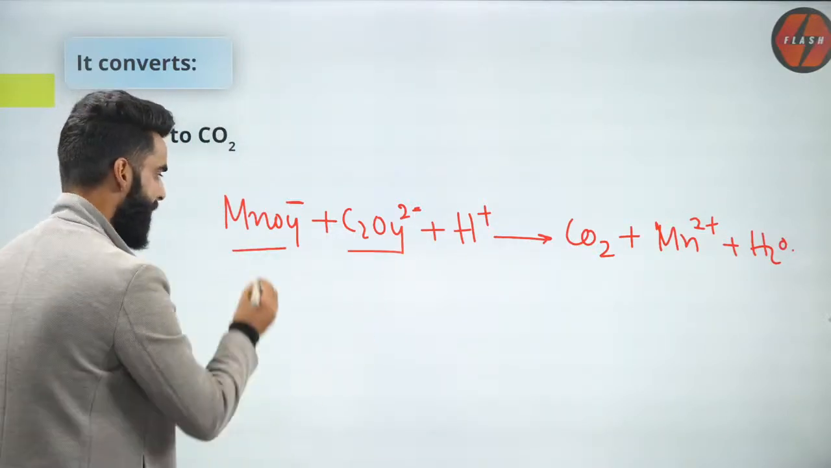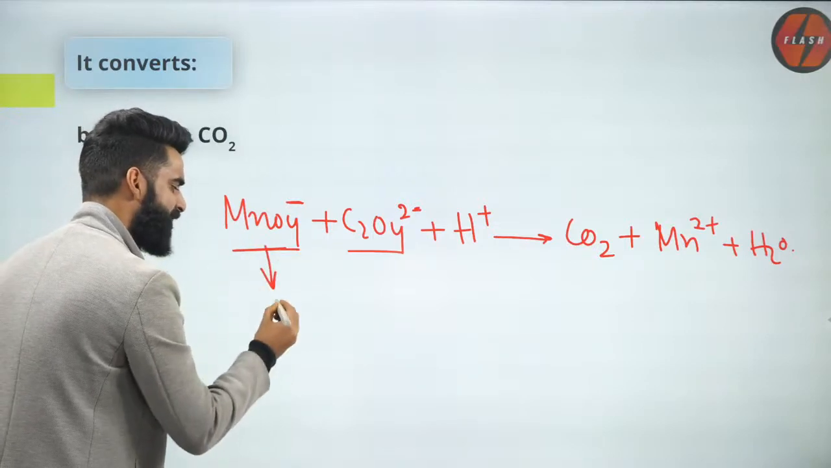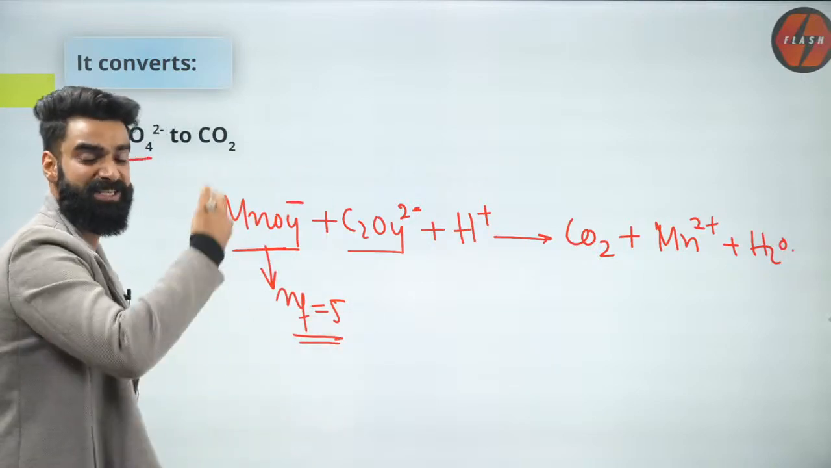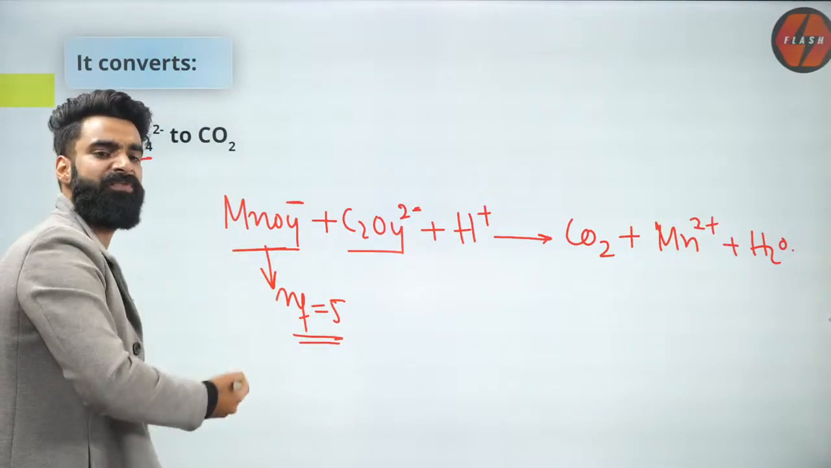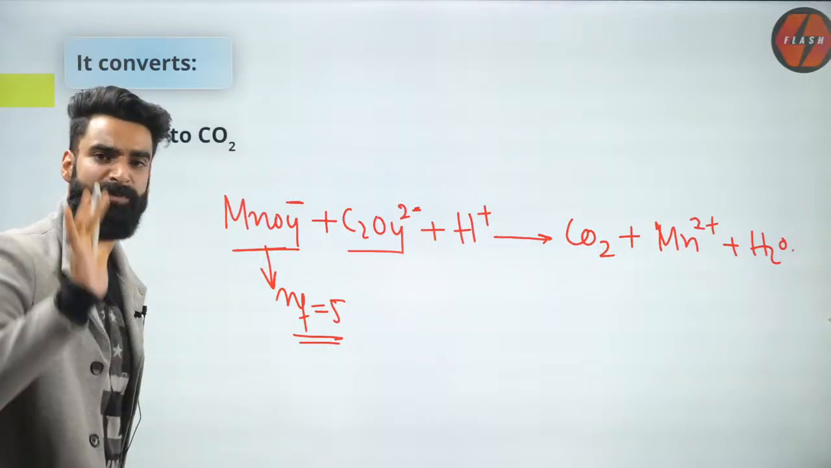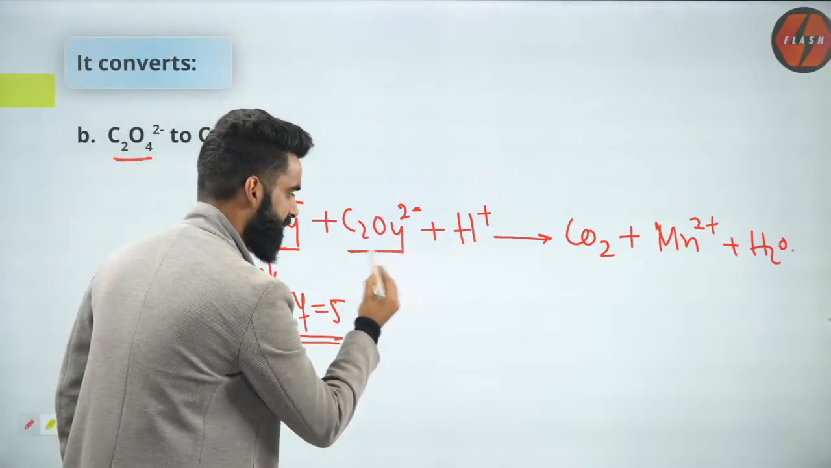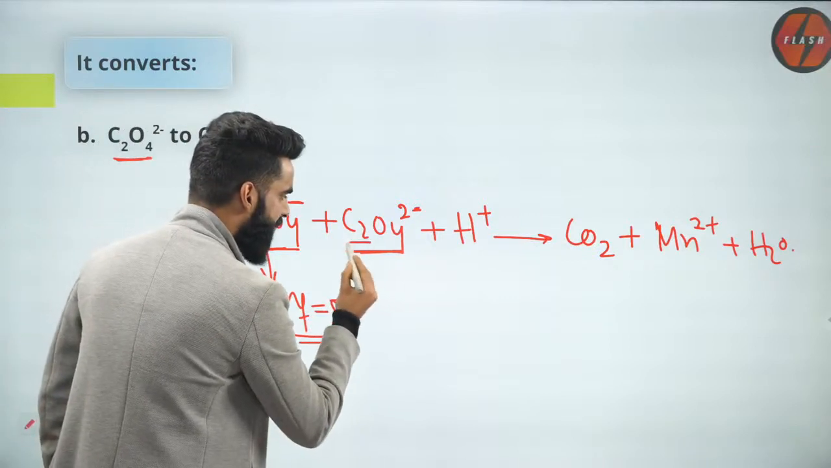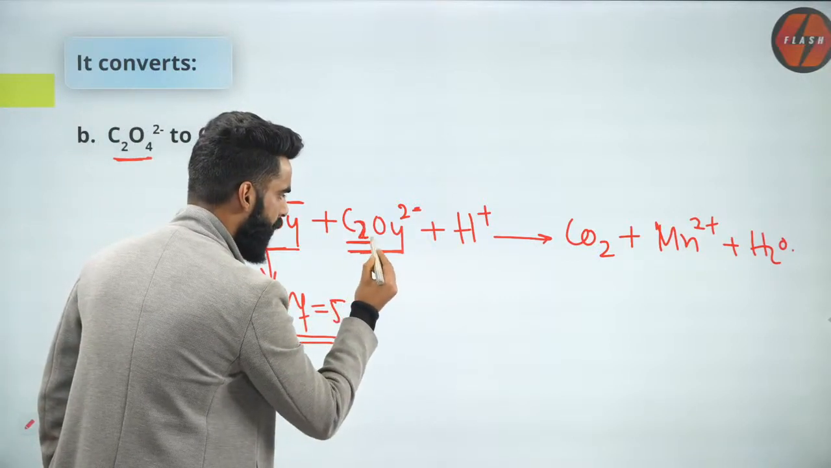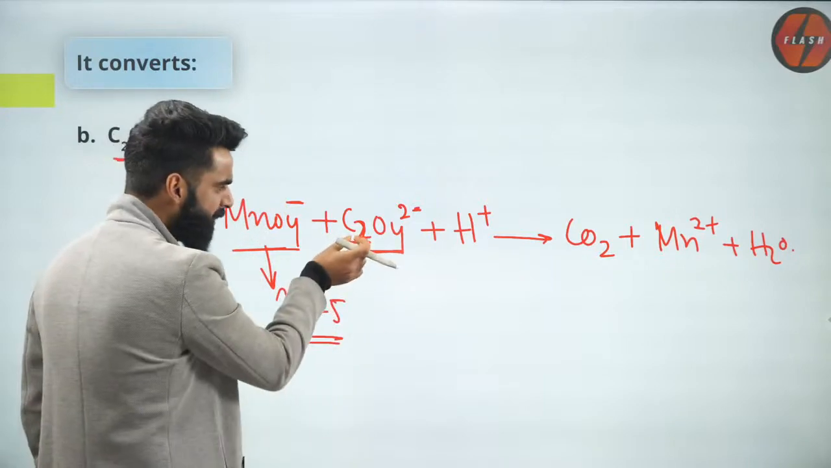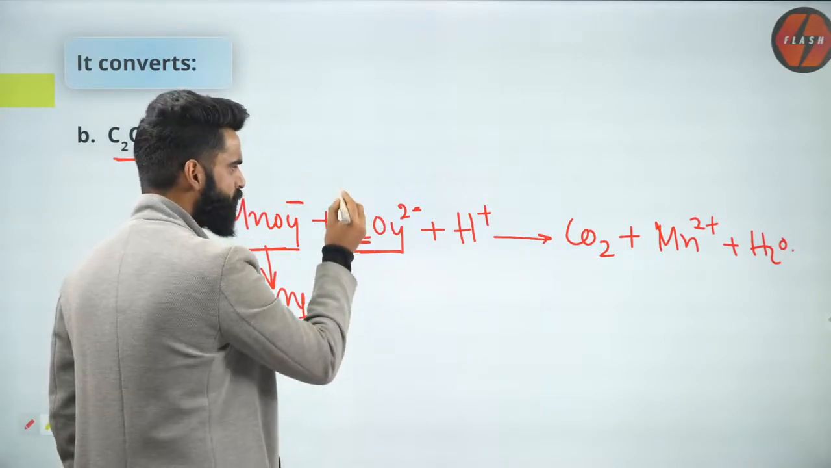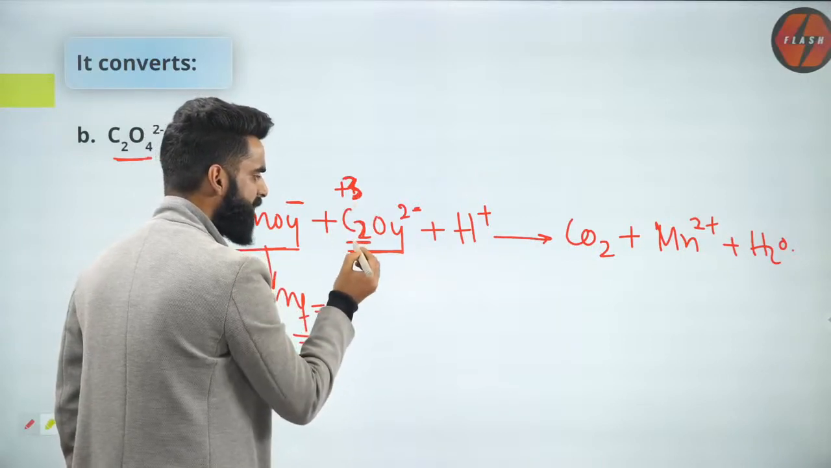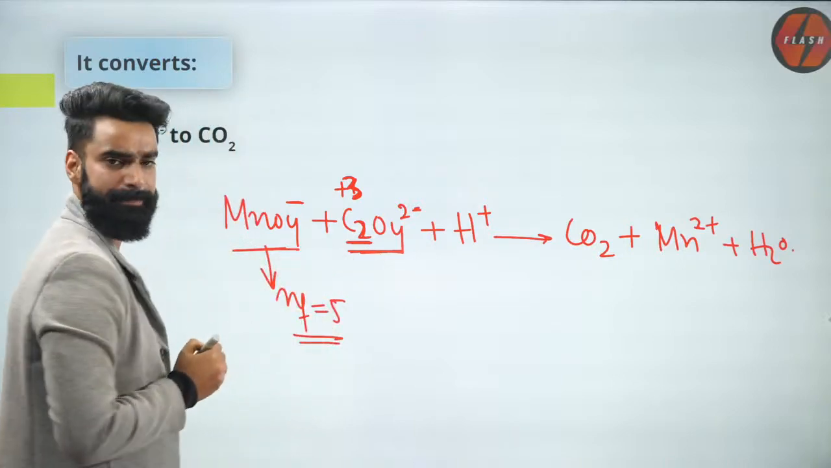Now comes the point. In acidic medium you can directly say the N factor of MnO4 negative is going to be 5. You are not supposed to calculate it again and again, because in the beginning itself I told you the N factor of MnO4 negative in acidic medium is going to be 5. Now talking about this oxalate, first of all, if you calculate the oxidation state of carbon over here, 2x minus 8 is equal to minus 2, so you'll get the value of x as plus 3. The oxidation state of carbon in oxalate ion is plus 3.